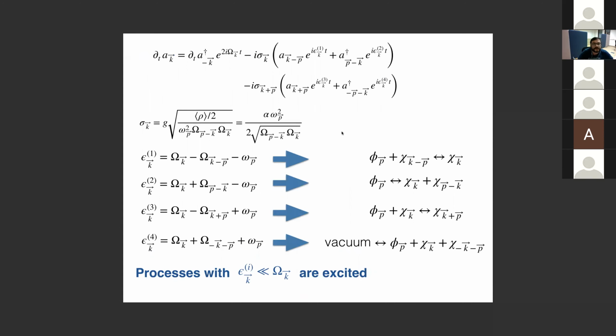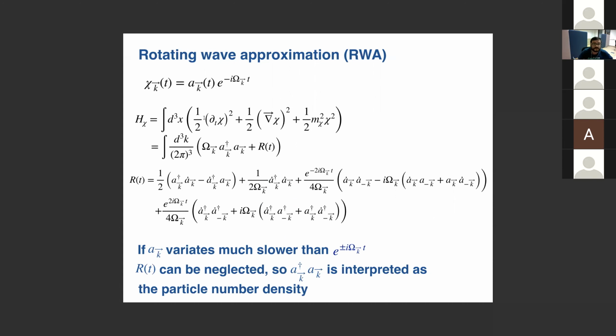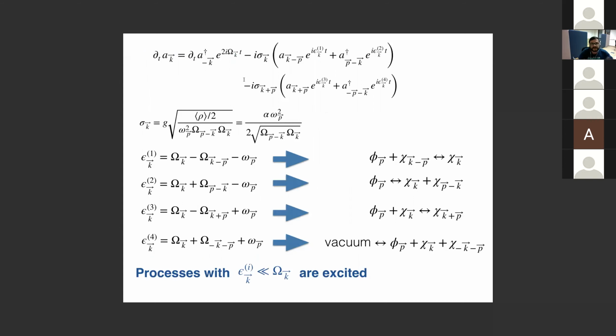Okay. Then the equations in this rotating wave approximation, as I call it, where A varies slower than these oscillations, we can neglect the second derivatives of A, and we find these equations for the amplitude A.